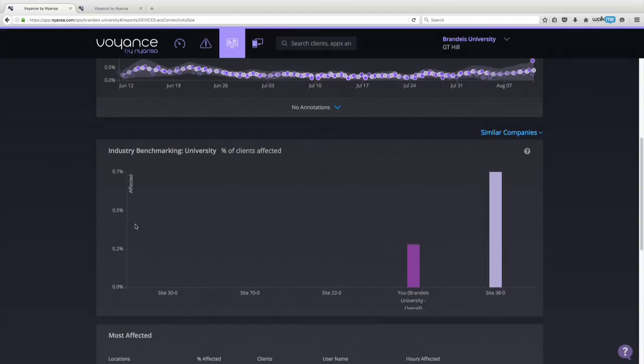Now we see comparatively, this is where if I was Brandeis, I could say, okay, I see that I have a baseline of 0.3. Is that good or bad? Well, now I know that's not really all that great. There is someone that's a little worse, but generally speaking, this is not strong for us.